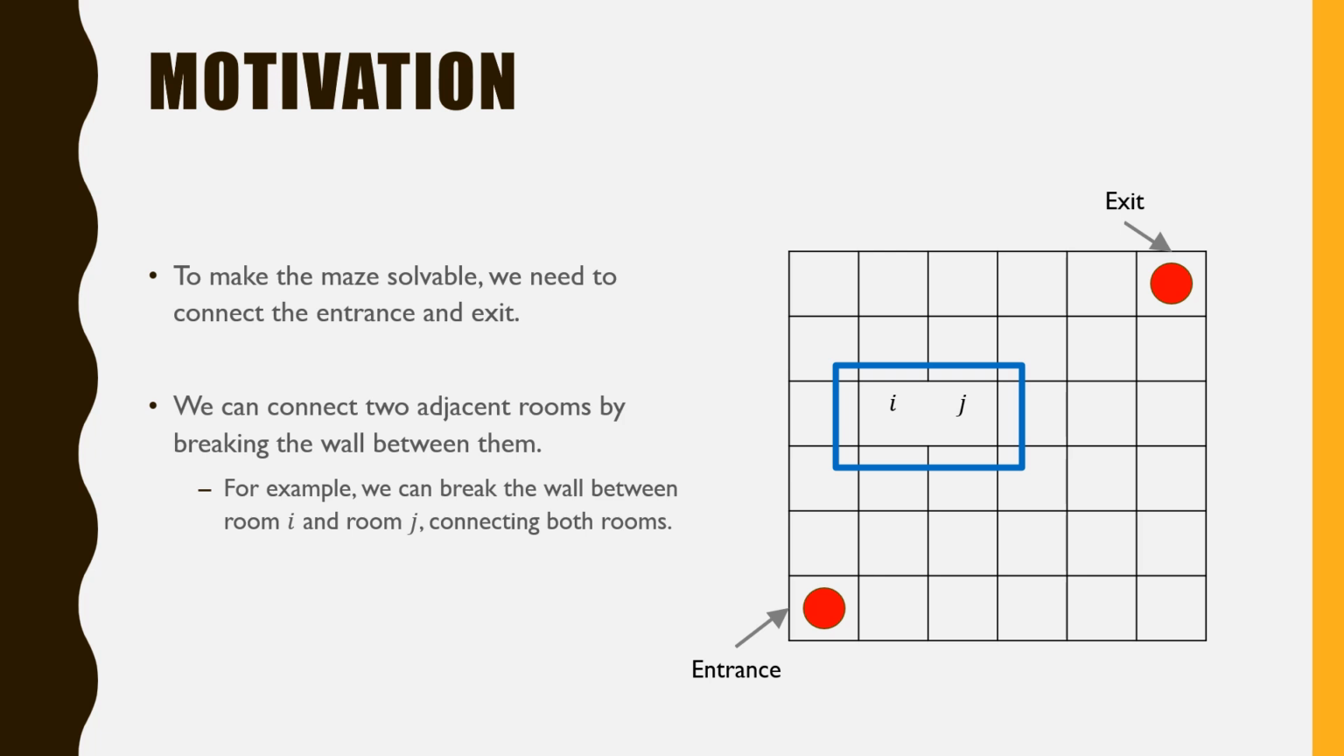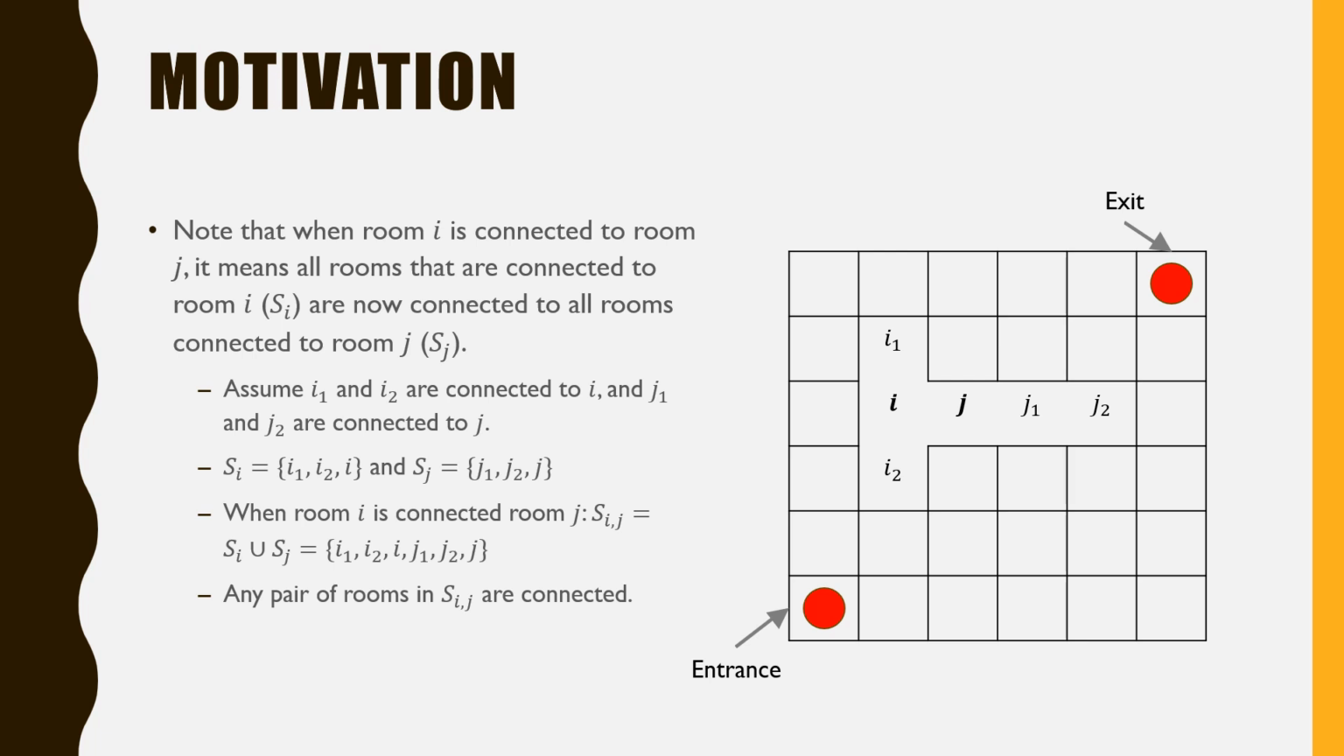For instance, as highlighted by the blue box, breaking the wall between rooms I and J creates a path that connects them. Know that when two rooms are connected, all rooms connected to either of them also become connected. For instance, suppose rooms I1 and I2 are connected to room I, and rooms J1 and J2 are connected to room J.